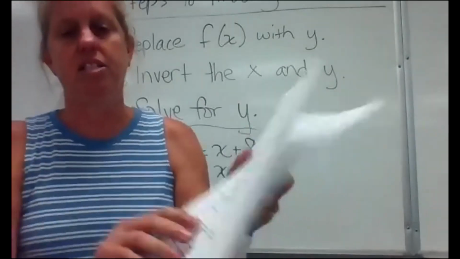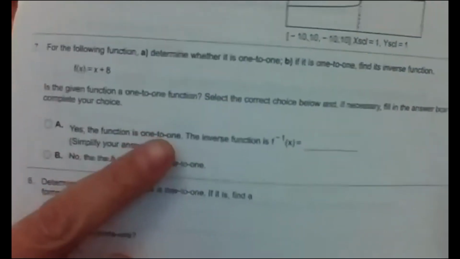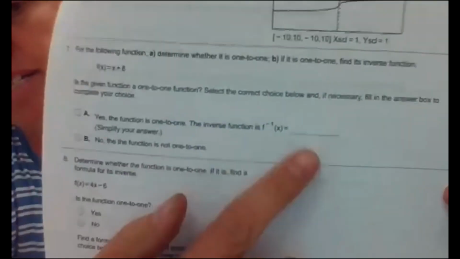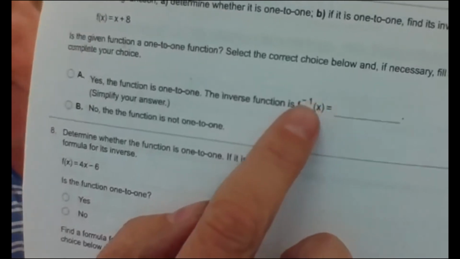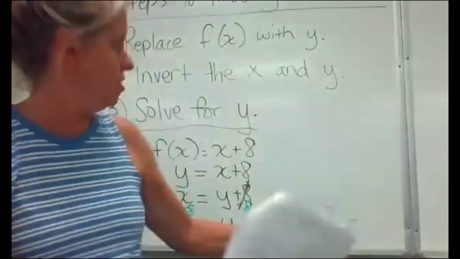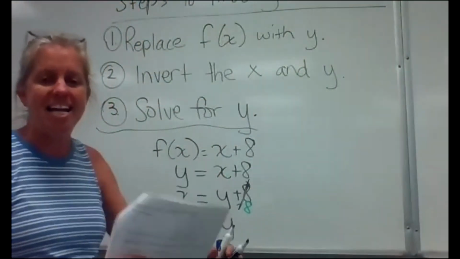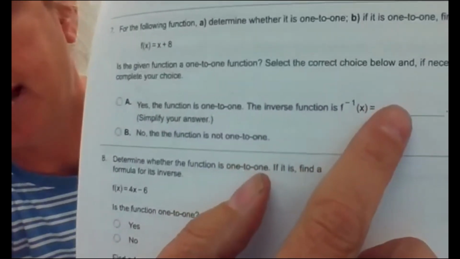So I forgot to test the 1-to-1. If you want to test, they're all going to be 1-to-1, you're going to have to find the inverse of all of them. So this symbol right here, that just means the inverse. So that's going to tell me what the inverse of this function is. So the inverse we have found is what? X minus 8, which is what you would put here, the x minus 8.